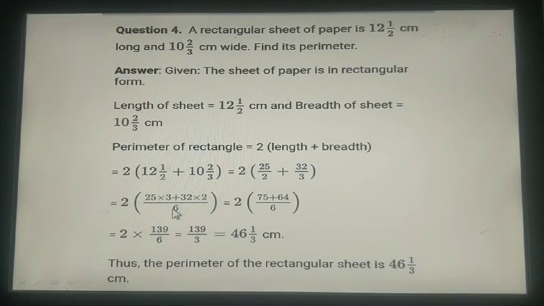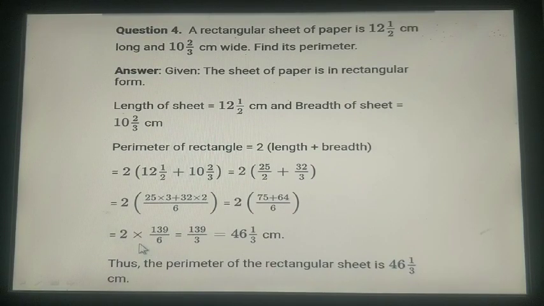Now, very simple way, 6 divided by 2 will give you 3. 3 into the numerator 25 has to be written like this, plus 6 divided by 3 will give you 2, 2 into the numerator 32. Very simple way. And this 2 has to be continued outside as it is. The next step, 2 into (75 plus 64) upon 6. So 75 plus 64 will be 139, and 2 into 139 upon 6 is your step.